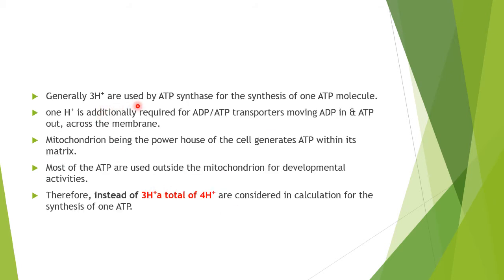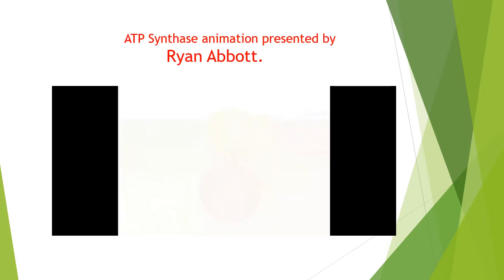Generally, three protons are used by ATP synthase for the synthesis of one ATP molecule. One proton is additionally required for ADP-ATP transporters, moving ADP in and ATP out across the membrane. See, basically, mitochondria is the powerhouse of the cell. It generates ATP within the mitochondrial matrix side, but most of the ATP is to be used outside. So there have to be certain transporters which will transport the ATP out, and the inorganic phosphate or the ADP in. So, therefore, instead of three protons, a total of four protons are considered in the calculation for the synthesis of one ATP.